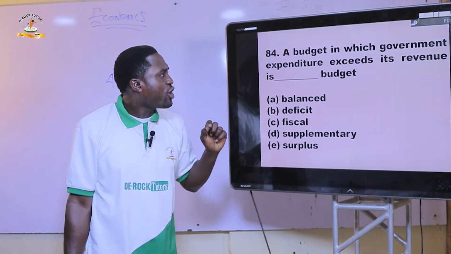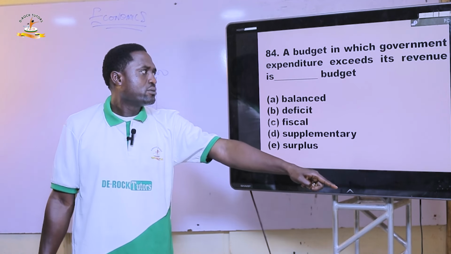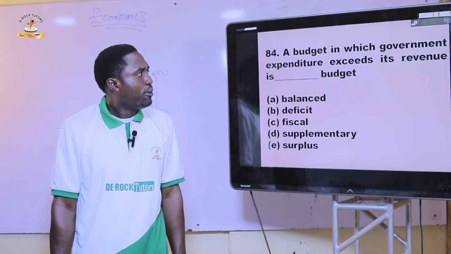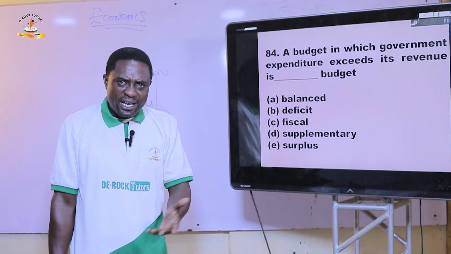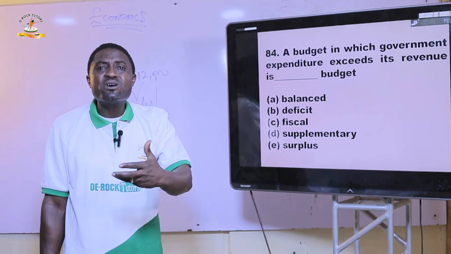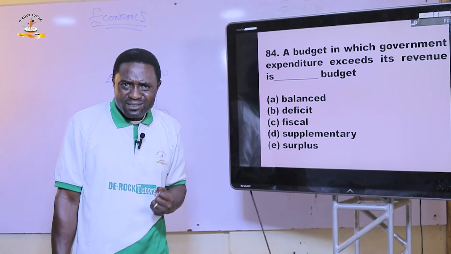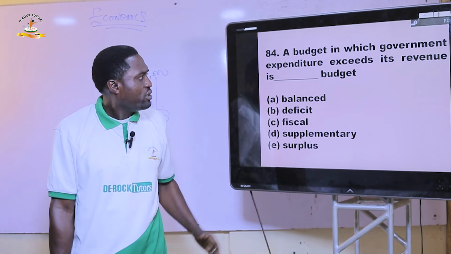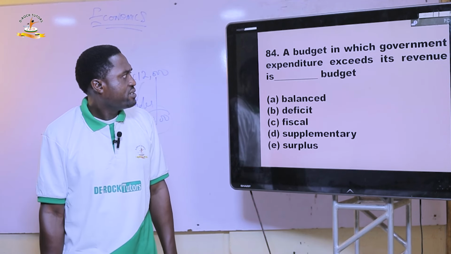A budget in which government expenditure exceeds its revenue is what? It is deficit budget. Expenditure exceeds revenue. What you are spending is more than what you are receiving. That is deficit. So it's deficit budget. The next question.